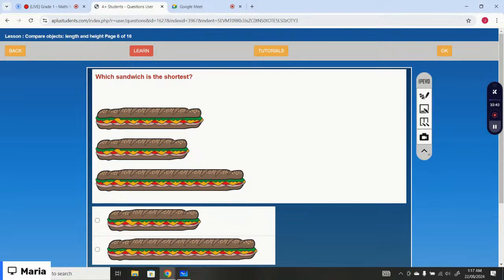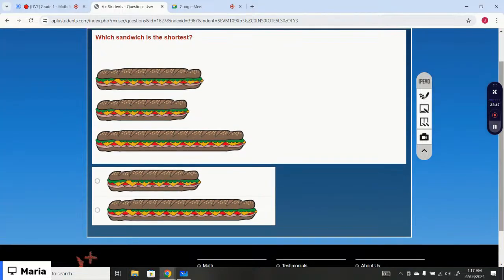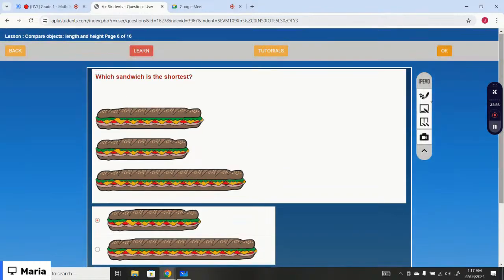Which sandwich is the shortest? So you can see the options and you have to see the shortest one. So which is the correct option? Yes, again, that is option number one. That is the shortest sandwich.